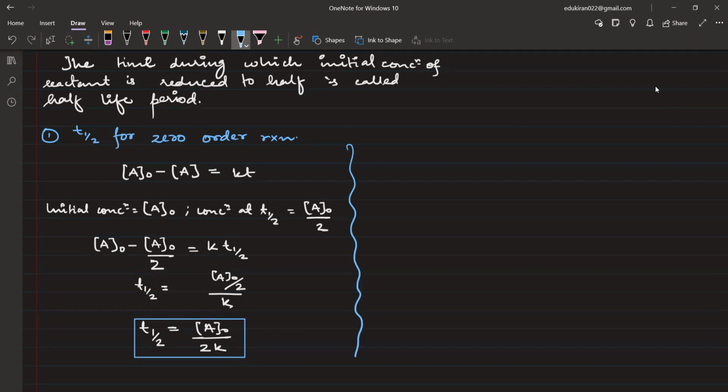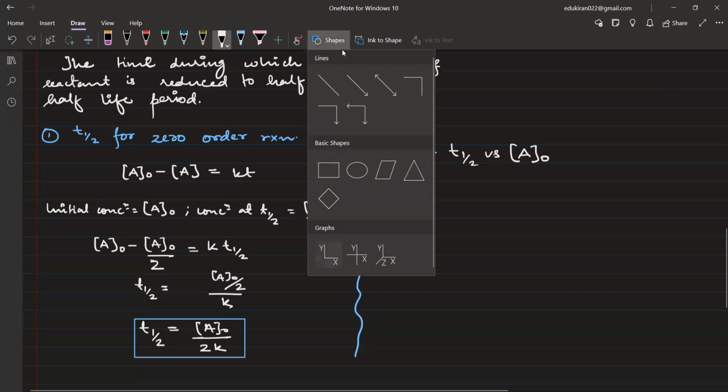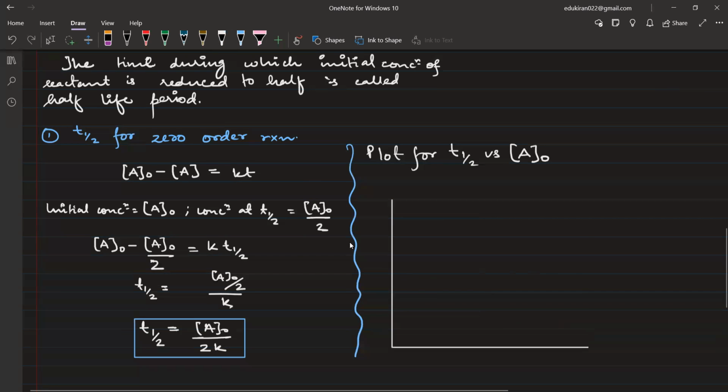Plot for T half. This is for zero order reaction only, okay? This is the plot for T half versus the initial concentration. As you can see, if the initial concentration is high, it is going to take more time to reach the 50%. That is why the graph will look something like this. Y is equal to mx type of graph will be there.